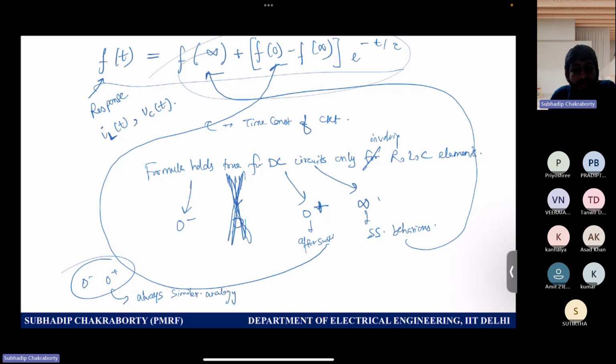But why do we need to do 3 steps? Can anyone tell me? Both 0 minus and 0 plus, both steps we need to do. Why? Because of the initial condition. Initial condition is always determined from the first step.